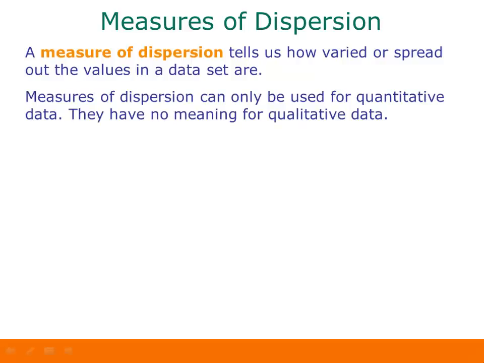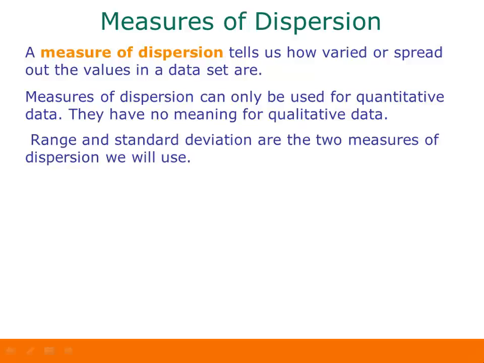Measures of dispersion can only be used for quantitative data. They have no meaning for qualitative data. Range and standard deviation are the two measures of dispersion we will use.